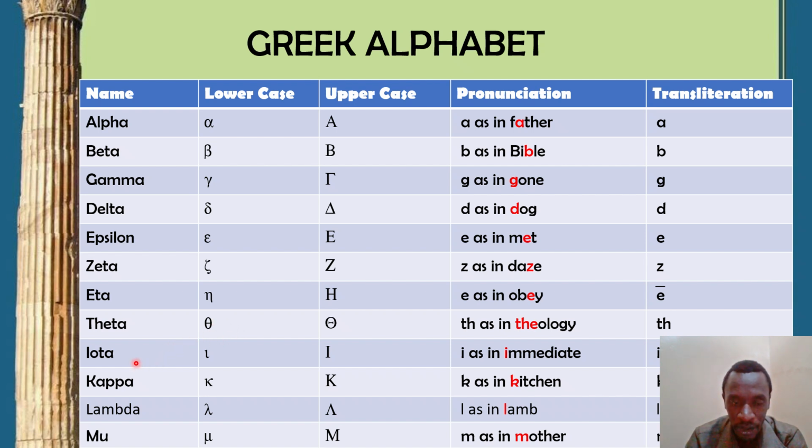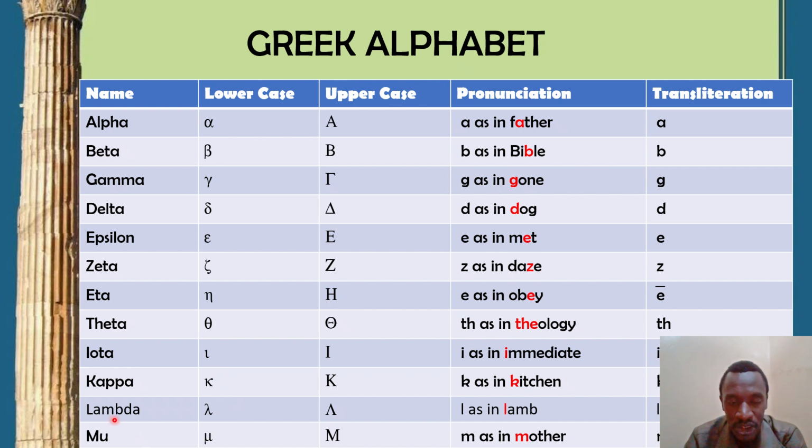And then the next letter is iota. Iota looks a bit like I in English, but not really, and it has an I sound like I in immediate. So that's iota. Then you have kappa, which looks like K because it also has a K sound like K in kitchen, and so that's it. So it's somehow related to English K.